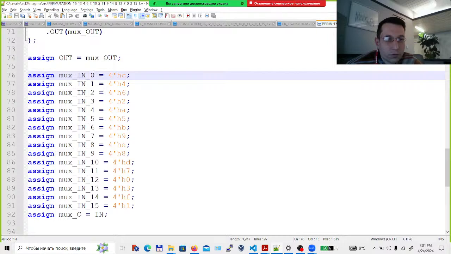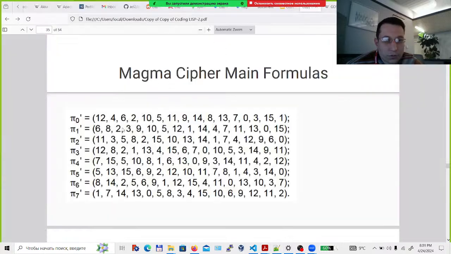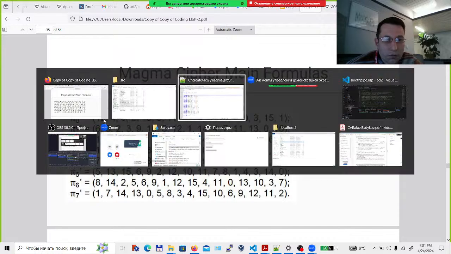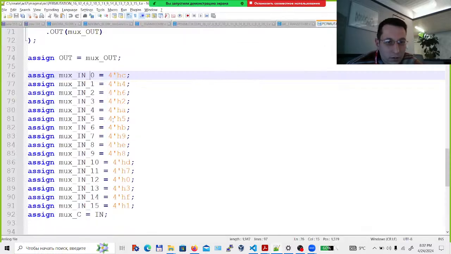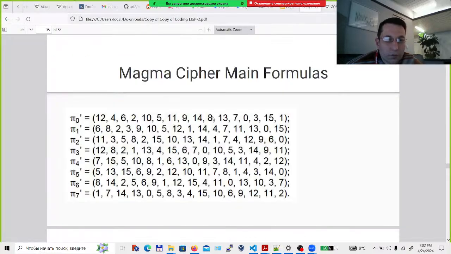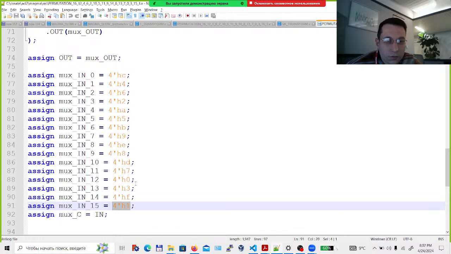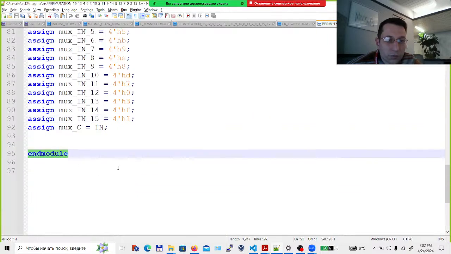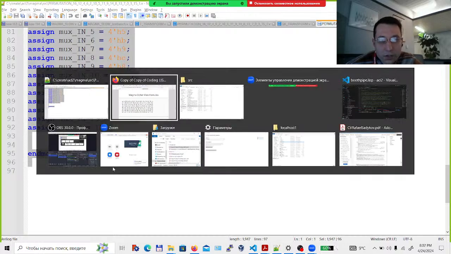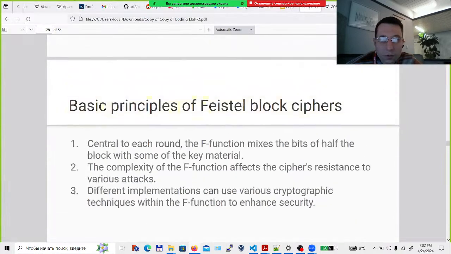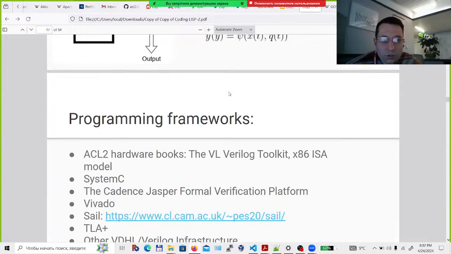For wire 0 we have some kind of encoding for this one. For wire 15 we have some kind of encoding for this number. So as you can see, it's pretty simple. It is encoded in the hex notation. And here we have an AND model. We can try to visualize it using the website which I showed previously.